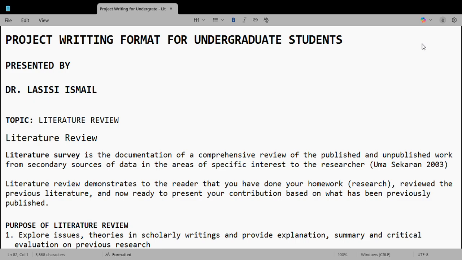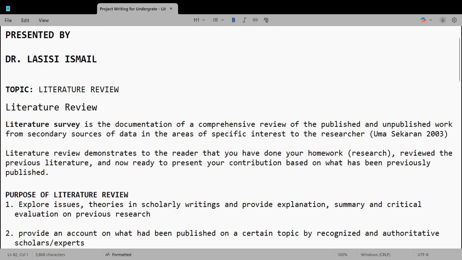for undergraduate students. What do we understand by literature review? By this definition, literature review is the documentation of a comprehensive review of the published and unpublished work from secondary sources of data in the areas of specific interest to the researchers.